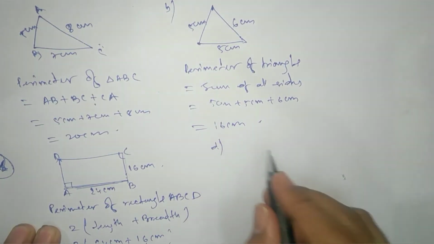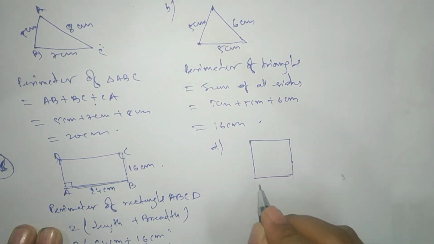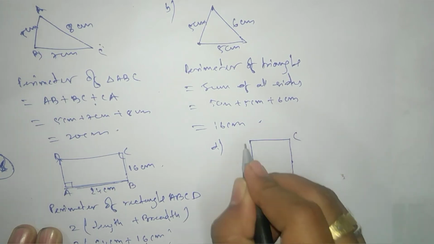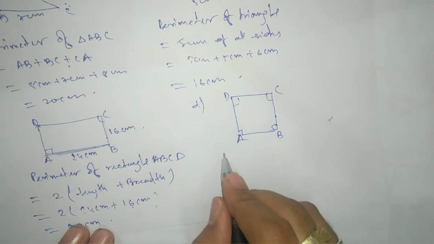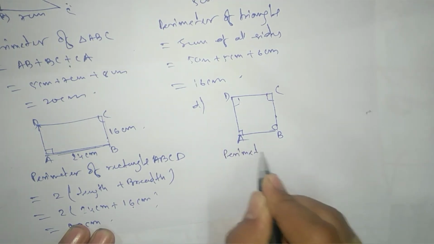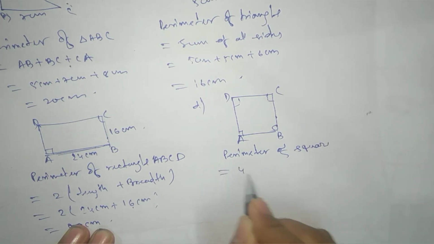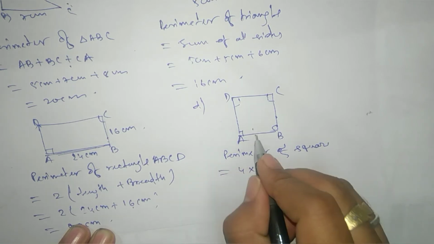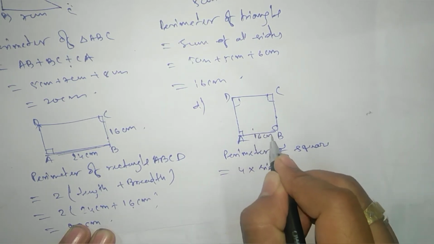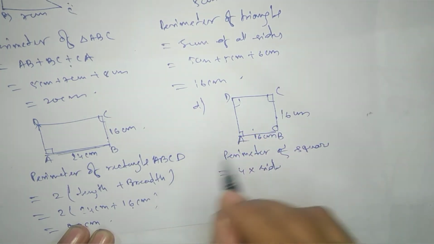Okay, now part D, that means you get a square. If you get a square, there's a formula for this. Take ABCD, with 90 degrees at each corner. So perimeter of a square means what? We have a formula, that is 4 into side. So take some value, say 16 cm, 16 cm on each side.